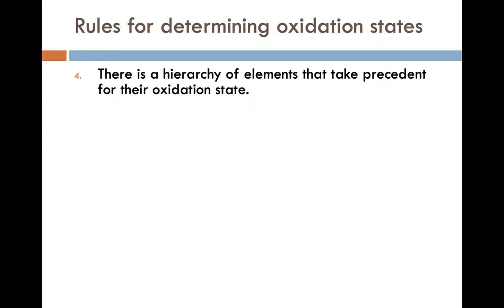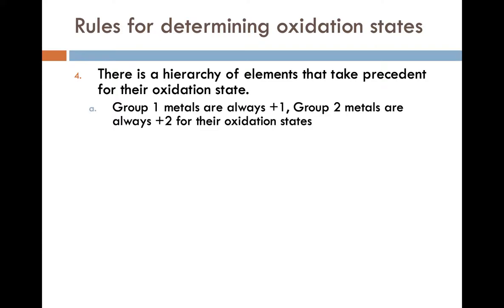And the list, as far as what that hierarchy is, is as follows. Group 1 and 2 metals are at the top of the list. They're always going to be +1 and +2. There will not be any exceptions to this. If you have a calcium compound, calcium will be +2. If you have a potassium compound, potassium is going to be +1. You're never going to see them really do anything different.